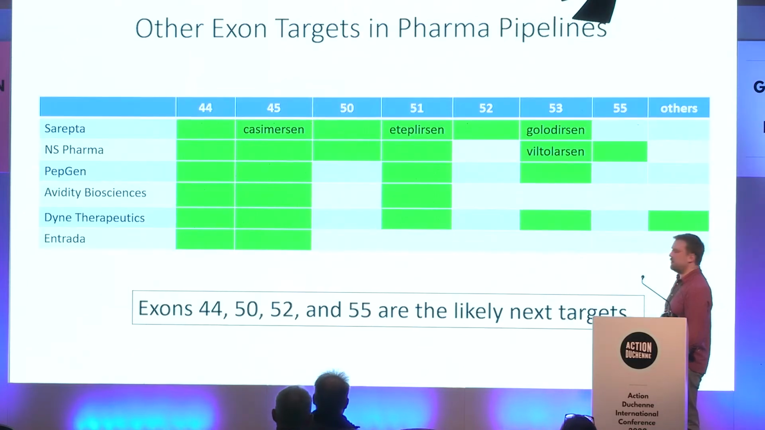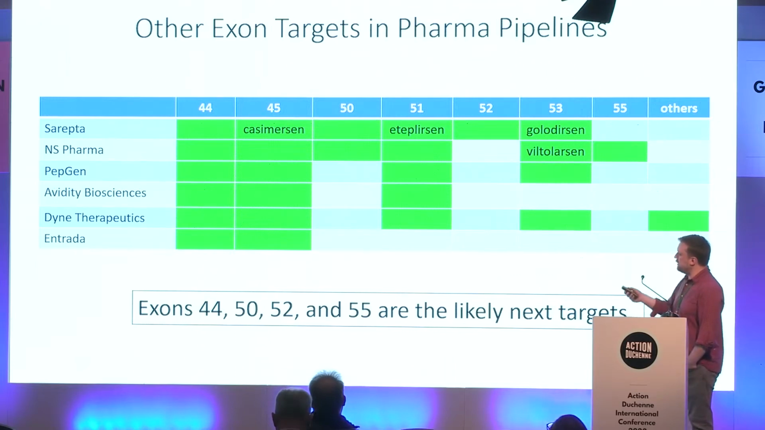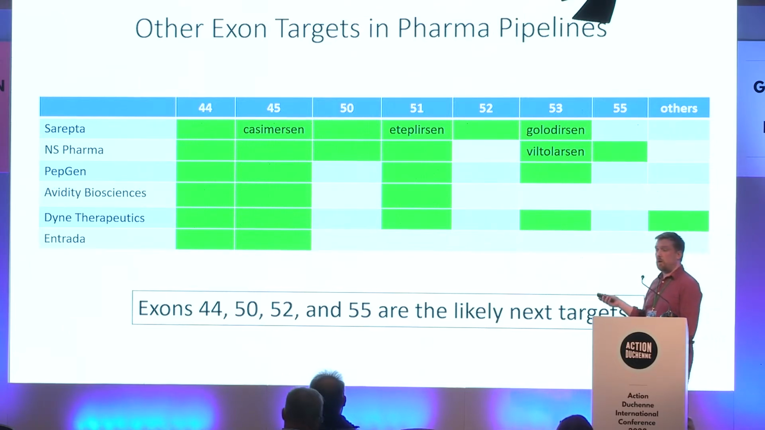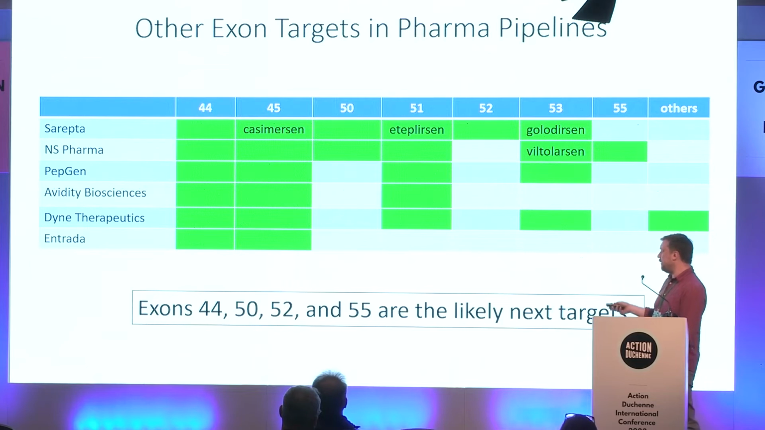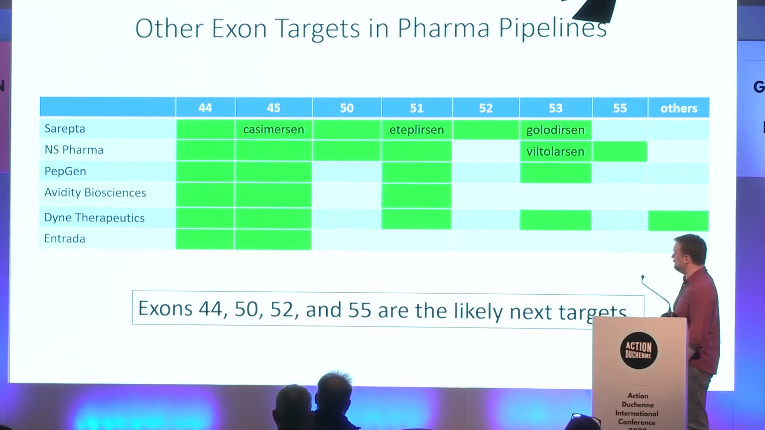But this is a summary of the pipelines for the various companies from what's publicly available. The companies are listed on the left, and I've put green boxes for the exons that they're currently developing drugs for. The ones that are approved are shown with text. So the key message here is that patients with skippable exons 44, 50, 52, and 55 are likely going to be the next target patient population that could be treated with exon skipping drugs.